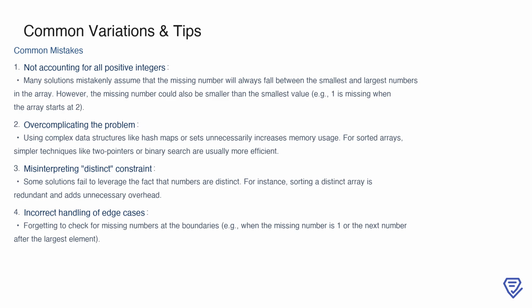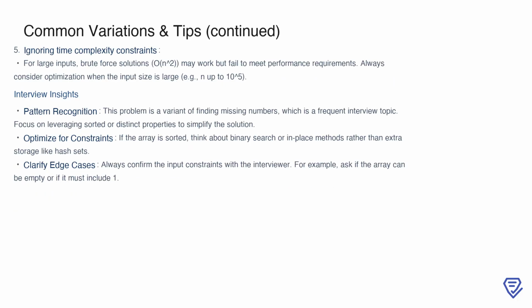For instance, forgetting to check for missing numbers at the boundaries, like one being missing at the start or a number missing after the largest element, can lead to incorrect results. Now, let's consider the importance of time complexity and how it relates to this problem. For large inputs, brute force solutions with O(n²) complexity may technically work but will fail to meet performance requirements. This is especially true when the input size can go up to 10^5. Always aim for more optimized approaches when dealing with such large constraints.